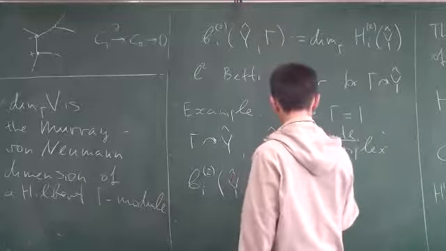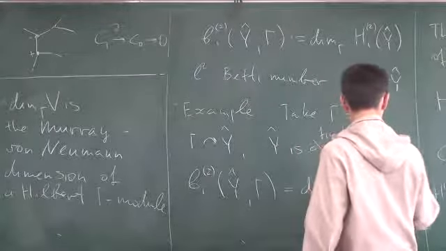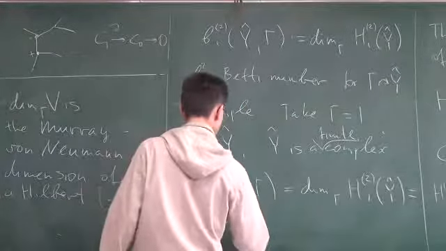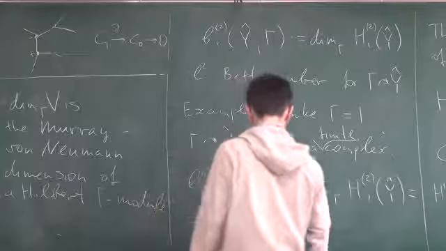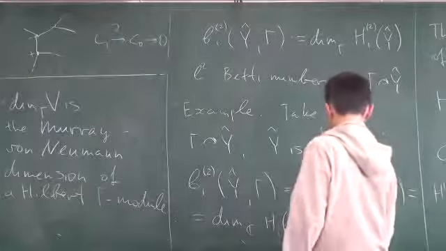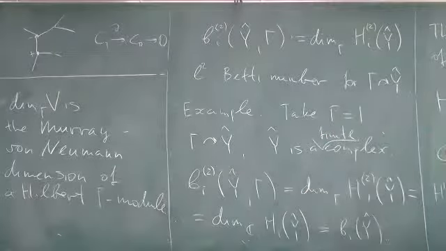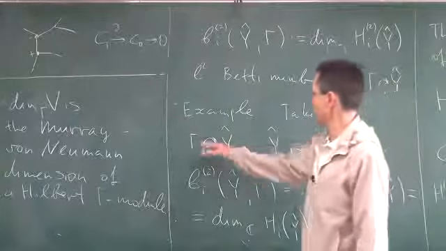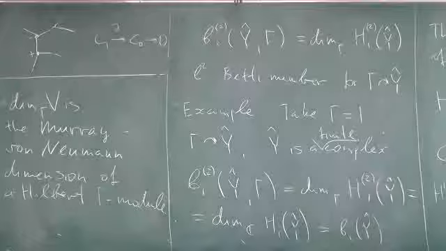So this is the same as the dimension over gamma of H_2^i of Y hat. But since everything is finite, this is the same thing as the dimension over complex numbers of the usual homology of Y hat. Of course, we have a name for it. This is b_i of Y hat, the usual Betti number in dimension i. So if the complex is finite and if the group is trivial, then we recover the usual Betti number. The L2 Betti number is the same as the usual Betti number.